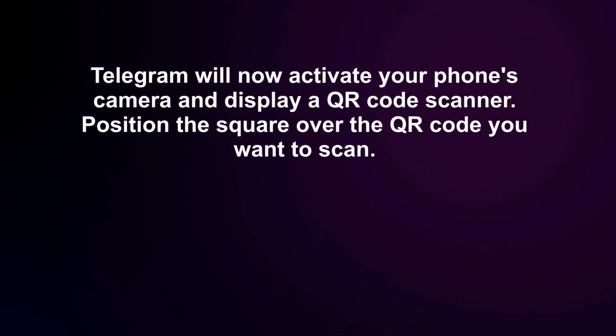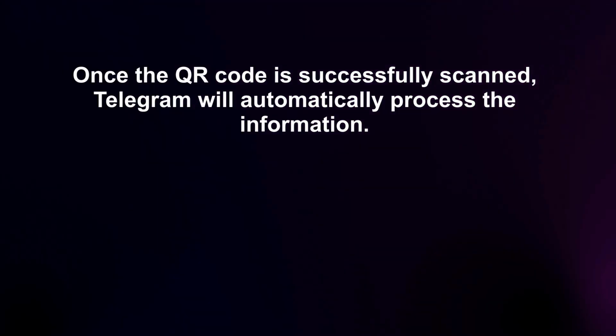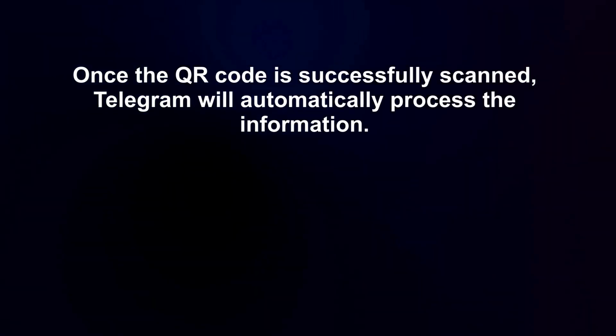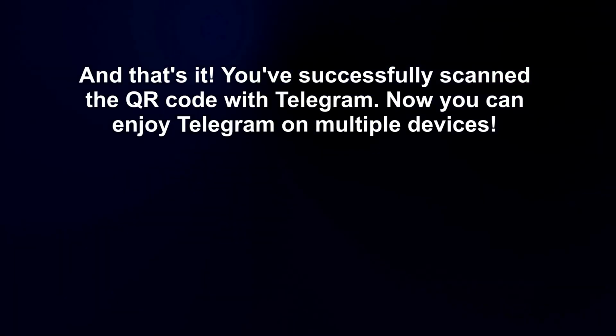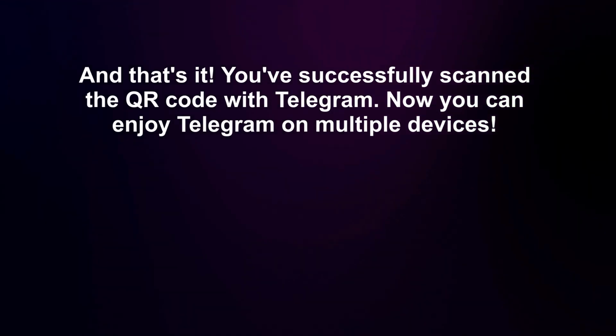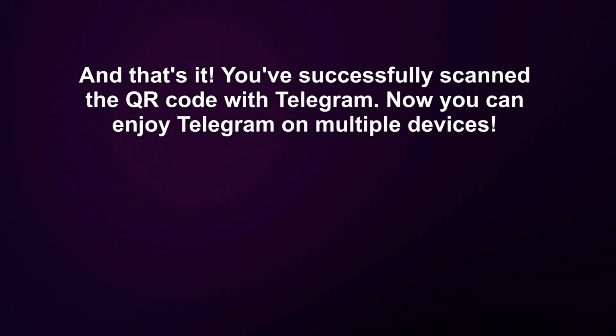Position the square over the QR code you want to scan. Once the QR code is successfully scanned, Telegram will automatically process the information. And that's it. You've successfully scanned the QR code with Telegram. Now you can enjoy Telegram on multiple devices.